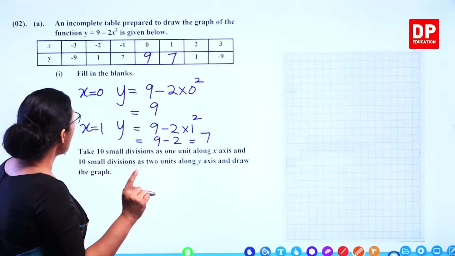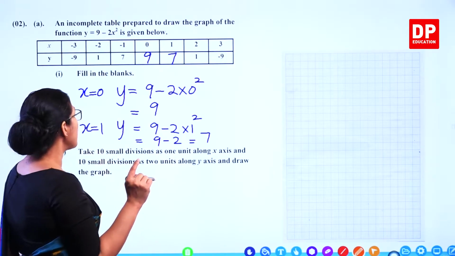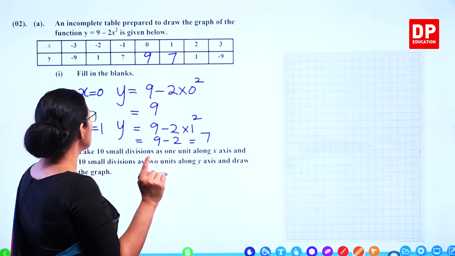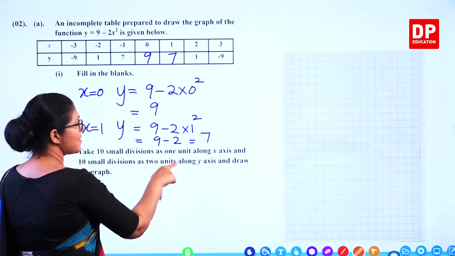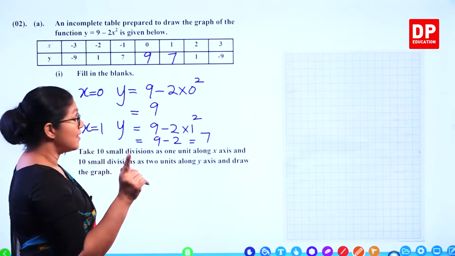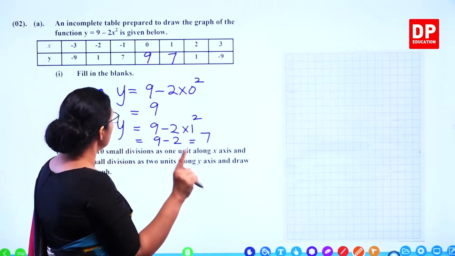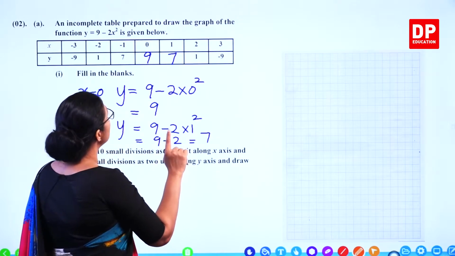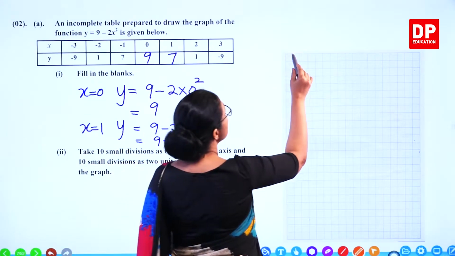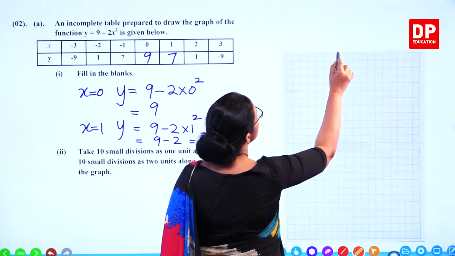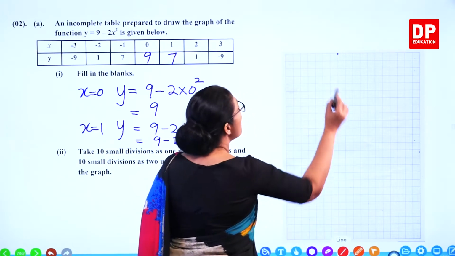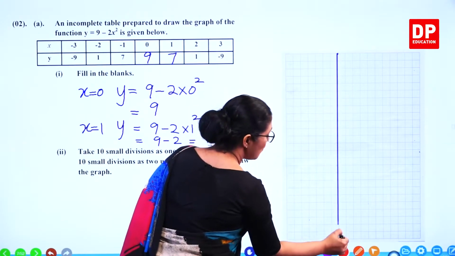So take 10 small divisions as 1 unit along x-axis and 10 small divisions as 2 units along y-axis. Now see the different scale for y-axis. So x-axis 10 squares 1 unit. So you can start from -3, -2, -1, 0. So here we can draw the y-axis.